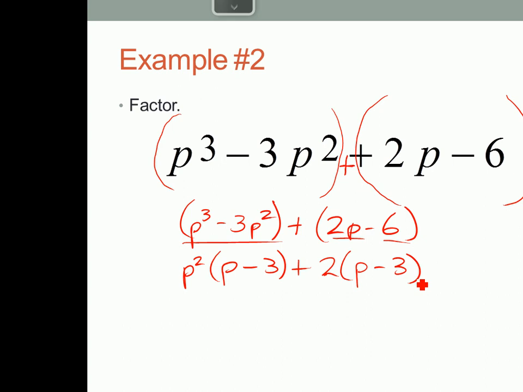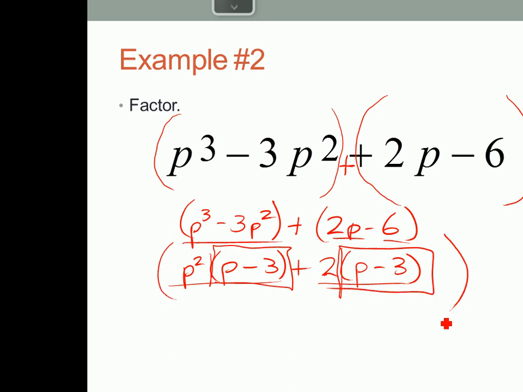Now notice that this term and this term have p minus 3 in common. Since they both have p minus 3 in common, I can factor that out. If I had parentheses around this whole thing, I'd take p minus 3 out of the whole thing. And if I did that, what do I have left? I have p squared plus 2. And you're done. So easy enough.